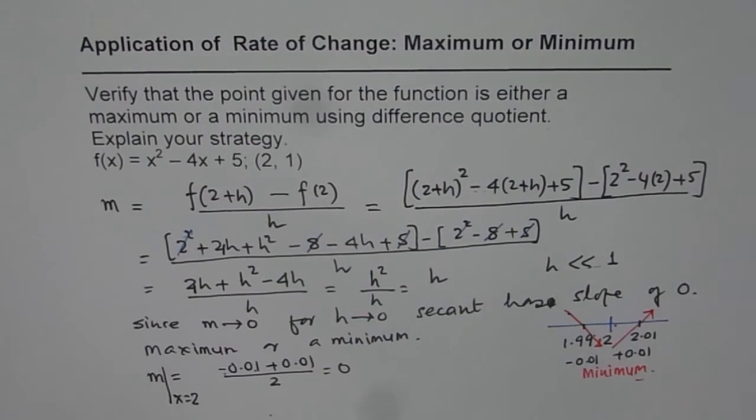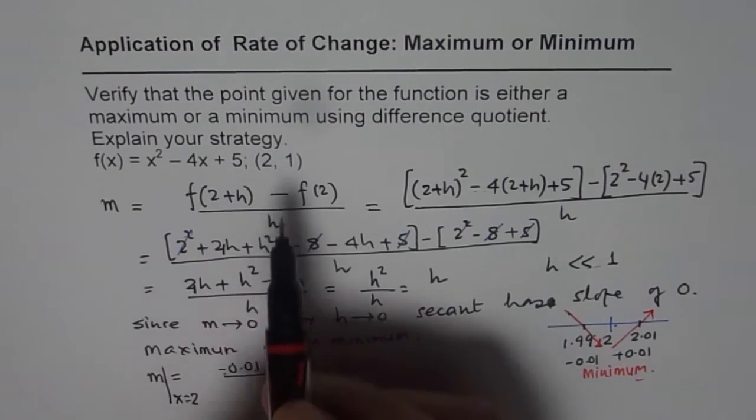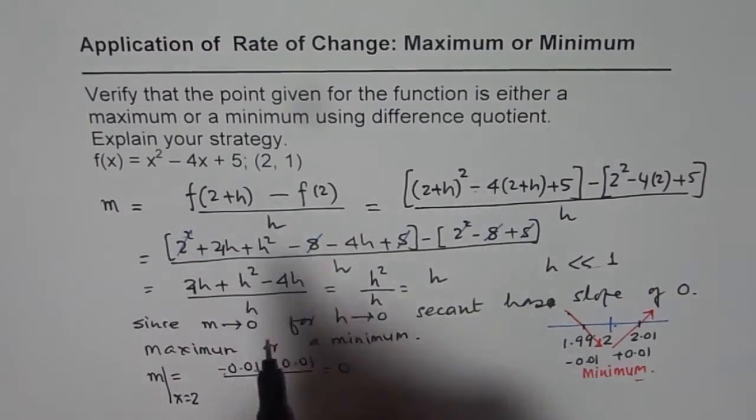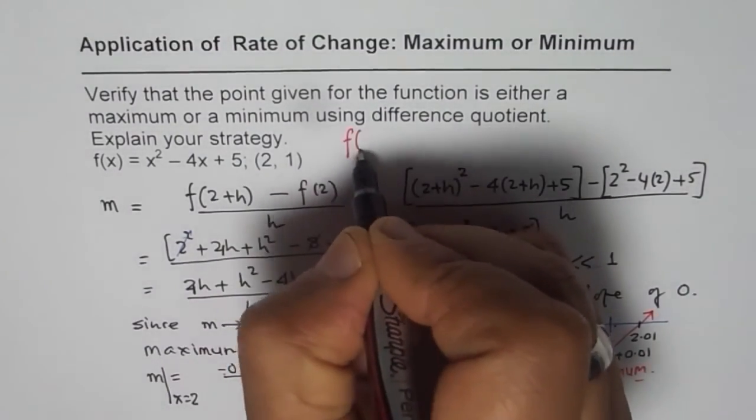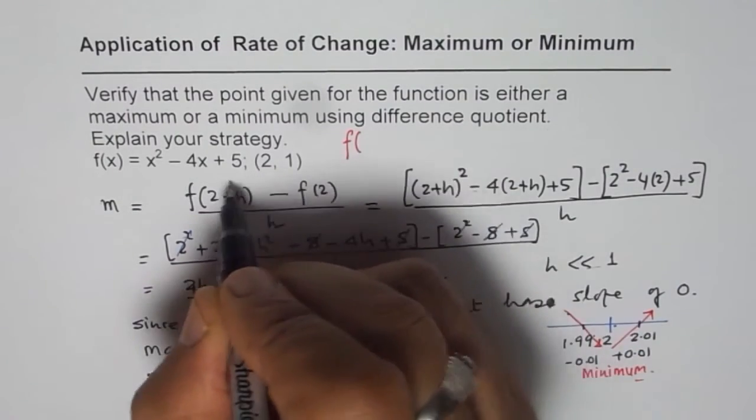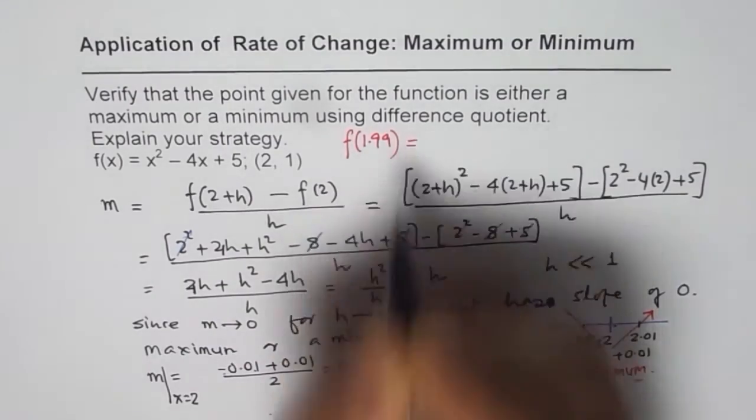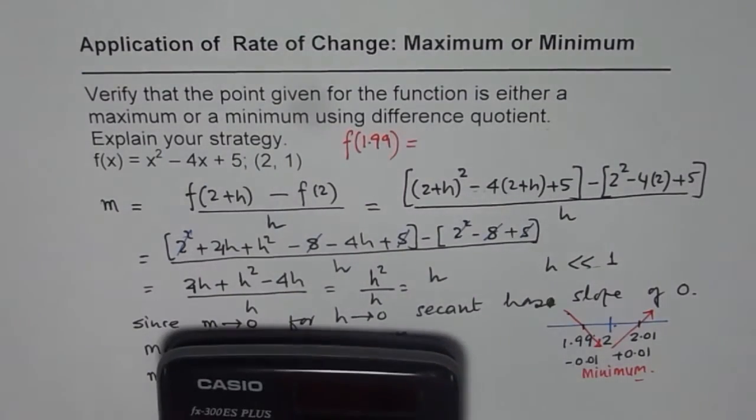At this point. Another way to say this is, we can find the value of the function at a point which is slightly less than 2 and slightly more than 2. That is to say that we can calculate what is f of 1.99. You can use calculator to calculate this value. So let us do that.